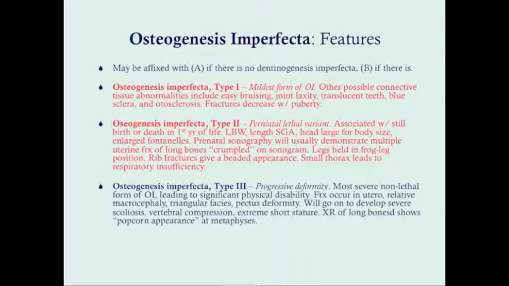Usually there'll be fractures in utero, which will manifest after the baby is born. There'll be relative macrocephaly, just due to the shortened limbs. A triangular facies can be noted due to malar hypoplasia. You may note a pectus deformity, asymmetric ribs, or asymmetric chest. Usually they'll go on to develop severe scoliosis, vertebral compression, and they'll often be very, very short. An X-ray of the bones will often show a popcorn appearance at the metaphyses.